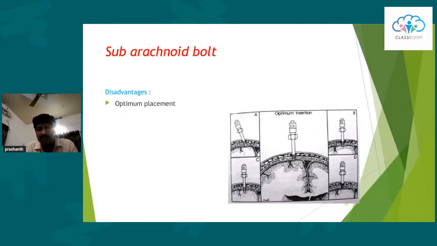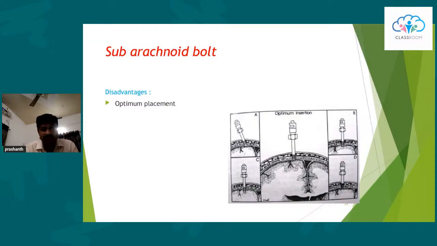So this shows the image of a subarachnoid bolt. In the center image, you can see when it is optimally placed. But most of the time, when it's put in blindly, it may be placed obliquely, and it may not reliably reflect the true ICP values.